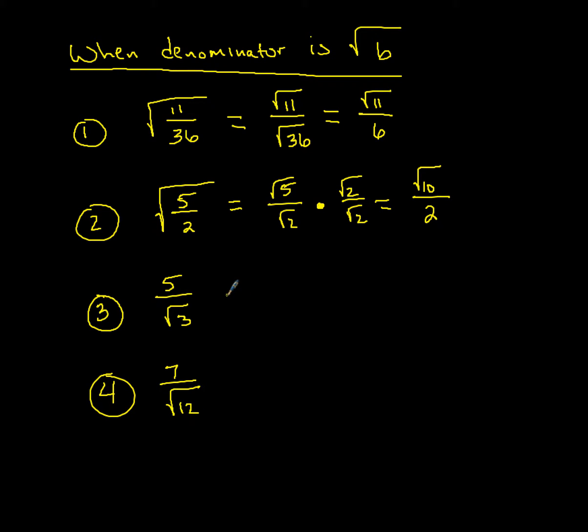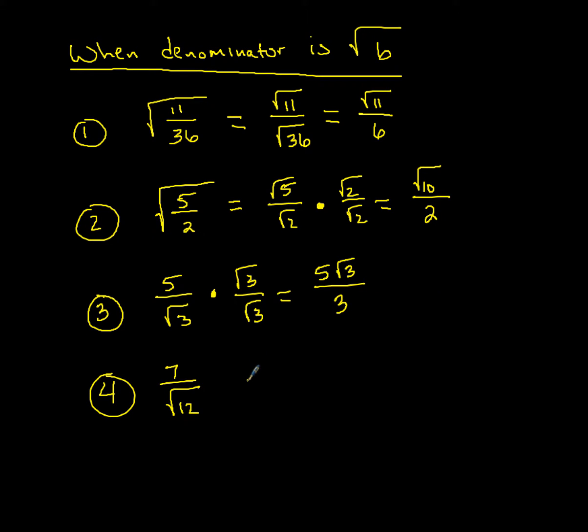Now I think you're going to start to see a pattern here. If you have 5 over square root of 3, no big deal. Multiply the numerator and denominator by square root of 3 over square root of 3. Now 5 times square root of 3 just gives you 5 roots of 3. And then square root of 3 times square root of 3, that's done.